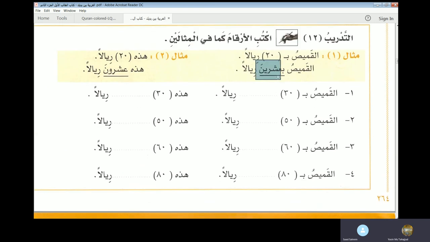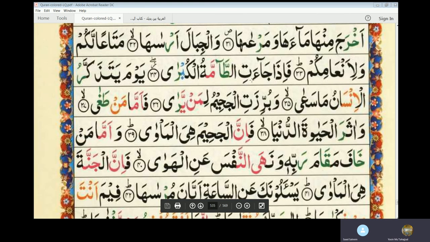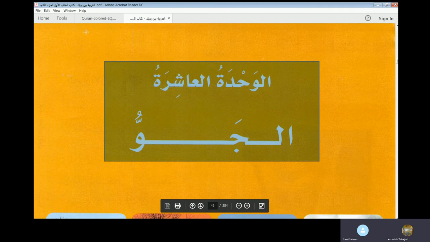When we have the preposition, we say Ishrina, but when we don't have it, we say Ishrona. They are trying to tell you this part here. Okay. Do your homework and send me, okay? Then, inshallah, next time we'll start this page number 49. Okay, that's weather. You said that was page 49? Yes, page number 49.